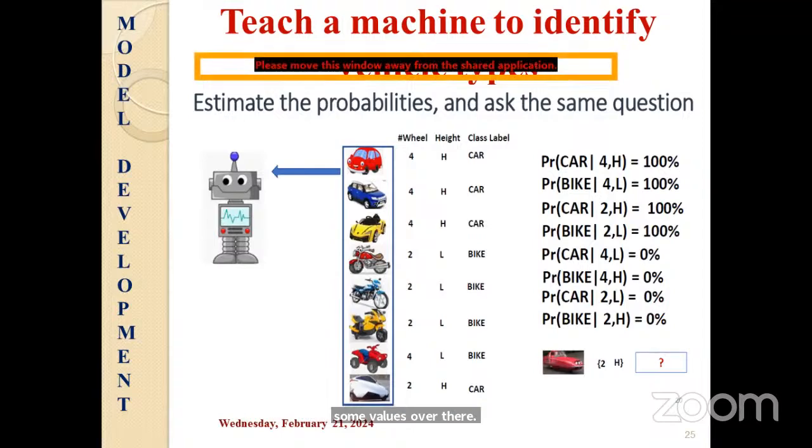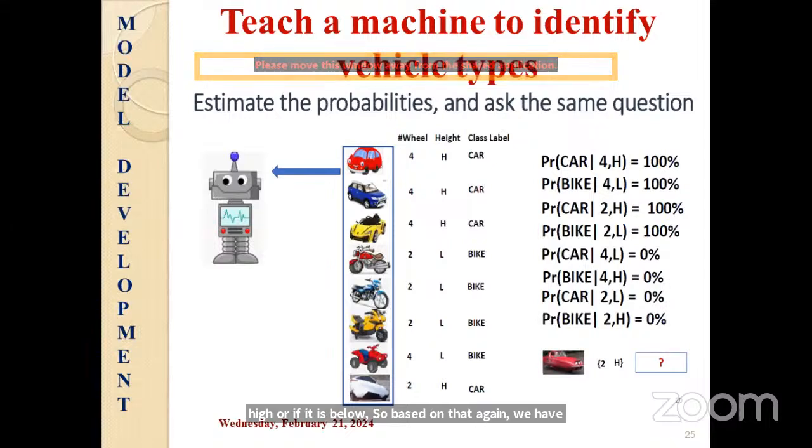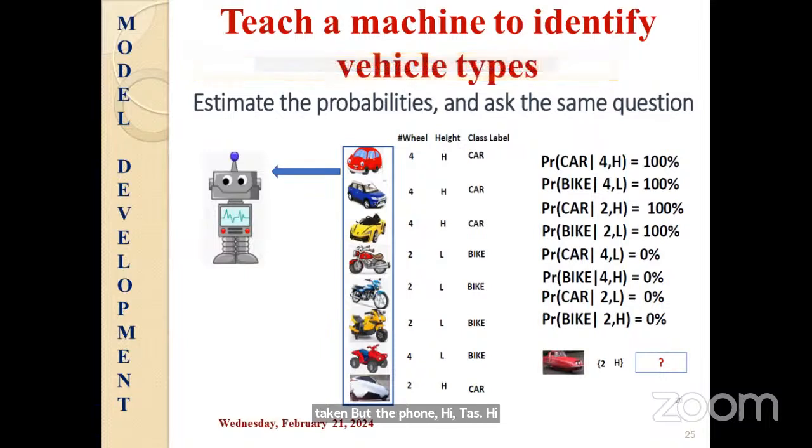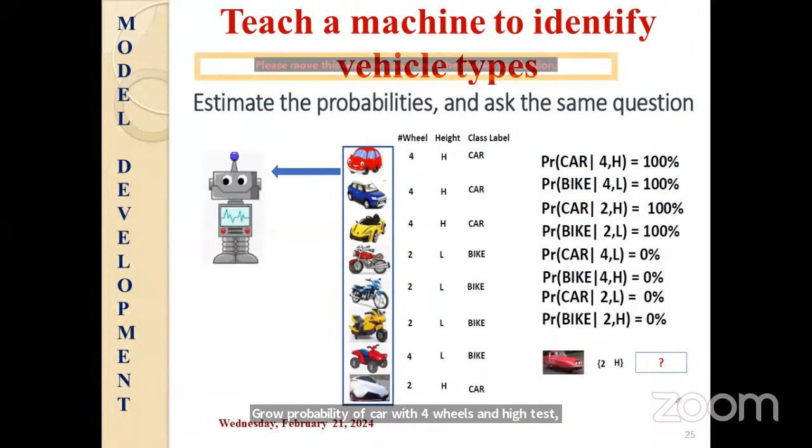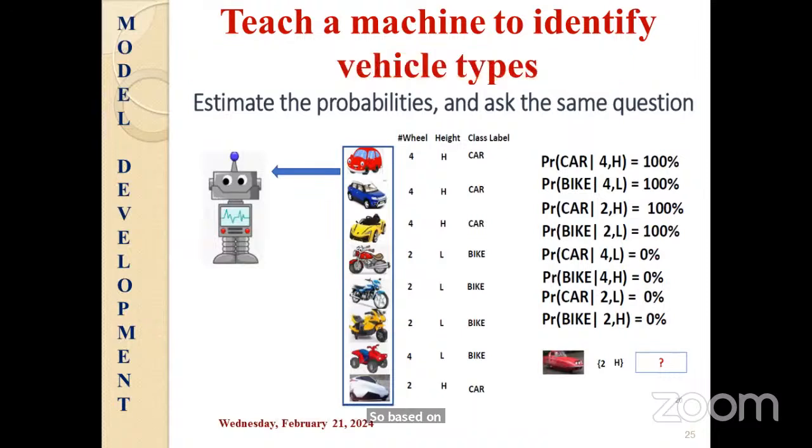So when it is beyond this threshold value, I'll label that height as high, or if it is below, I'll give it as low. So based on that, again, we take the probability of car with 4 wheels and height as high, the probability of car with 4 wheels and height as low. Like that, a percentage is arrived at. So based on this probability, it will come up with the rules, and thereby any new instance you give, it will tell you what class it is, right?